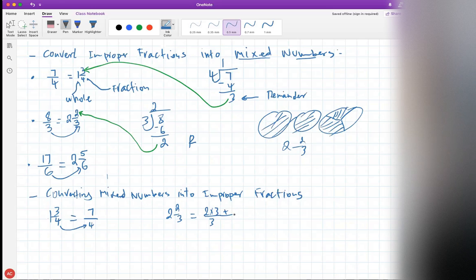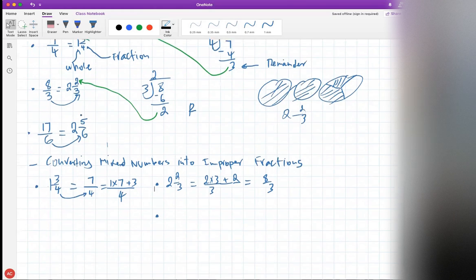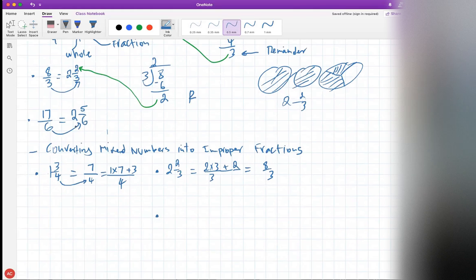So 2 times 3 plus 2, this is 8 over 3. For this one again, it's 1 times 4 plus 3 over 4. Again, make sure you multiply this way and you add the remainder. These are 2 separate problems. Let's do the last one also.